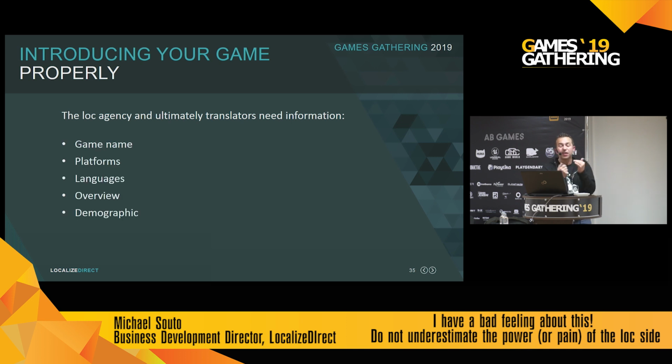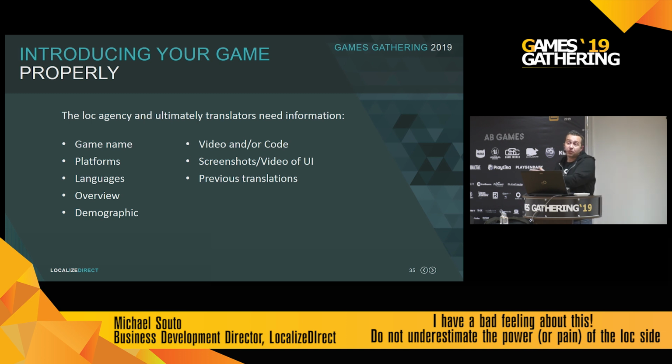So basically, start with the game name. The amount of times we receive an Excel file and they say, can you translate this? And it's like, sure, what's it called? We don't know anything about the game whatsoever. So we have to ask, can you tell us about the platforms, who are you targeting? Is it a children's friendly game, so the translation needs to be friendly for an 8-year-old child? It's really important to understand these things.